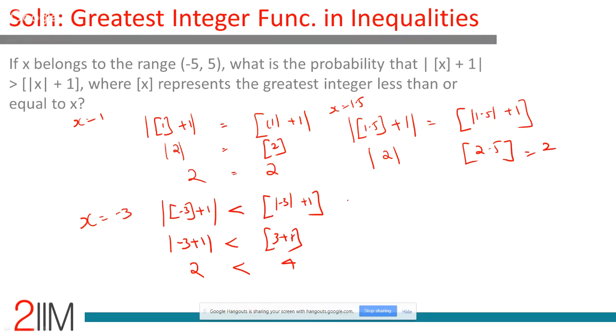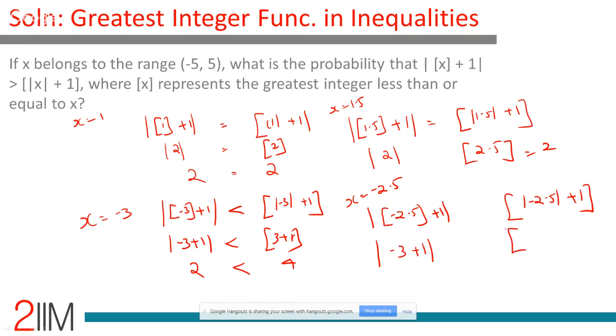The final category, let's put x equal to minus 2.5. Let's try that out. Modulus of greatest integer of minus 2.5, plus 1. Compared with greatest integer of modulus of minus 2.5, plus 1. This is modulus of minus 3, plus 1. Greatest integer of 2.5, plus 1.